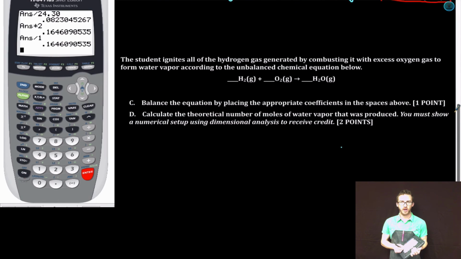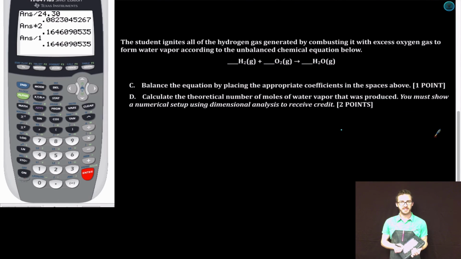Moving right along. The student ignites all of the hydrogen gas generated by combusting it with excess oxygen to form water vapor according to the unbalanced chemical equation below. Part C. Balance the equation by placing the appropriate coefficients in the spaces above. How easy. I'm going to place a coefficient of 2 with water to balance my oxygen, and then a coefficient of 2 with hydrogen to balance out my hydrogen. That brings us finally to part D.